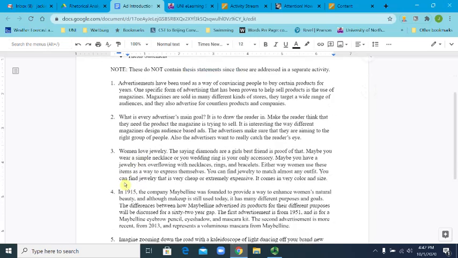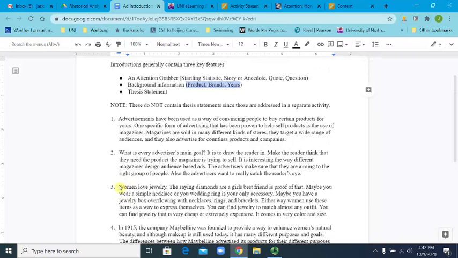Our third example: "Women love jewelry." It is essentially a bold statement, if you will. We might have problems with it in terms of stereotyping in general, but we know that this paper is going to be about jewelry. However, if you examine the rest of this paragraph, while it does say some interesting things about jewelry and try to draw connections with the audience, again, we do not have our product, brands, or years.